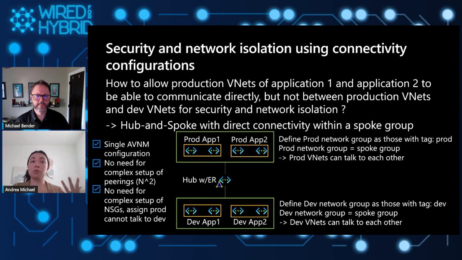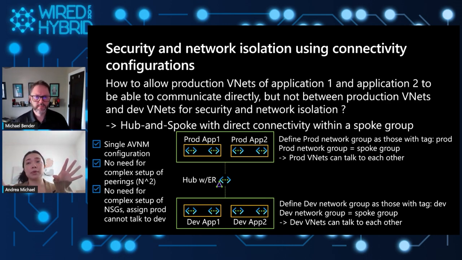And so first step would be I need to define my network groups. So maybe you have multiple network groups. You have one for your production VNets for application one. Maybe you have another set for production VNets for application two. Or maybe you just have one big network group consisting of all of your production VNets. However you decide to do it, you have your production VNets, you have your dev VNets, and they're in separate network groups.